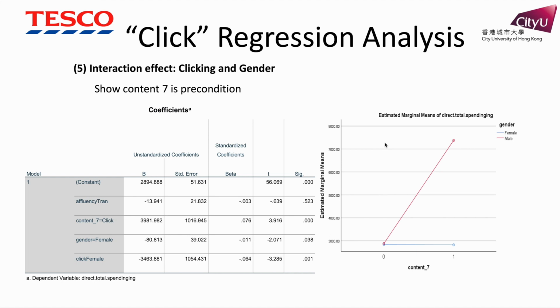Similarly, we make another analysis for the interaction effect between clicking content card and gender on Direct total spending. Both the table and the plot show a significant difference for this interaction effect. Specifically, the interaction effect has a negative effect on Direct total spending.